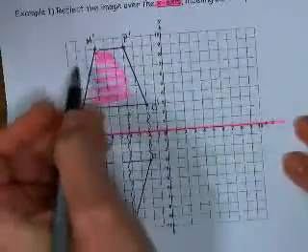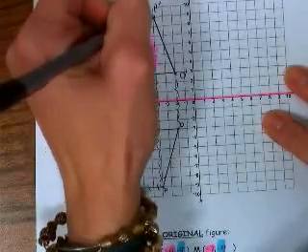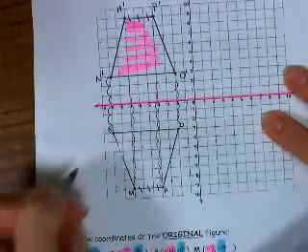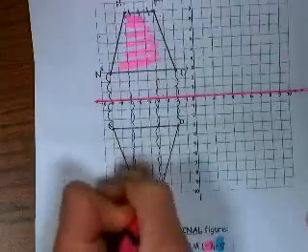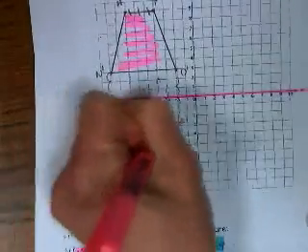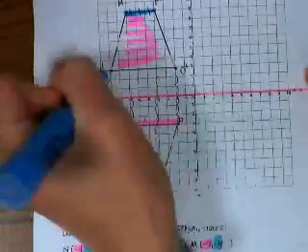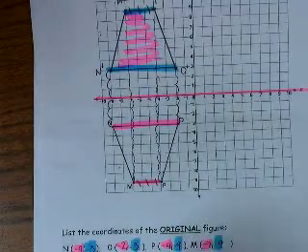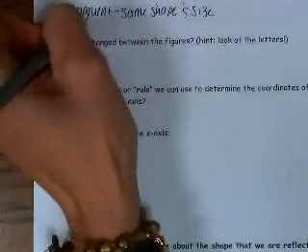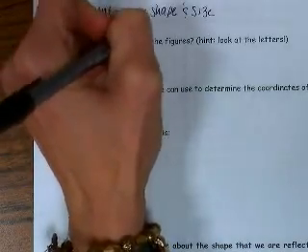I can also see that the side lengths are the same. If I look at MP, MP is 1, 2, 3, and M prime, P prime is 1, 2, 3. So the side lengths are the same. I also notice that MP is parallel to NO, and the same is true up here. MP is parallel to N prime O prime. So I can also say that the side lengths are the same measure.